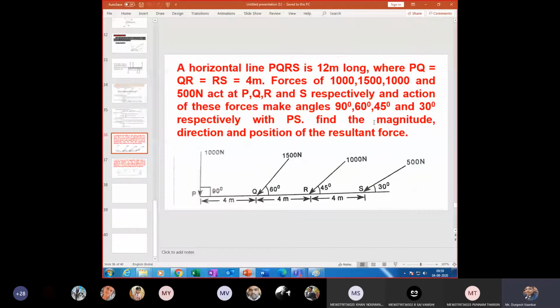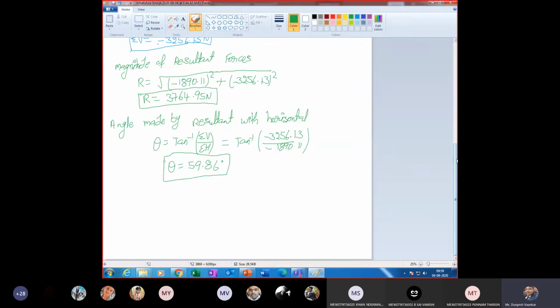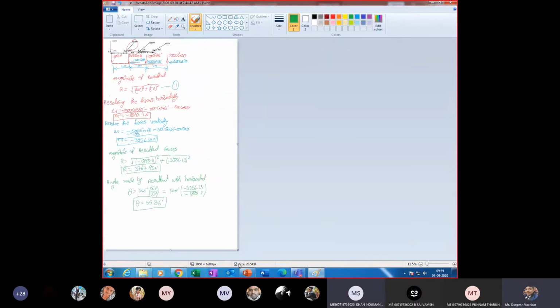Now what is the next thing you have to calculate? Magnitude we calculated, direction we calculated, and now we have to calculate the position of the resultant force. Position means the distance we have to calculate. How to calculate that I will show you. Now how to calculate the distance, tell me, anyone of you? By Varignon's theorem, sir. Yes.